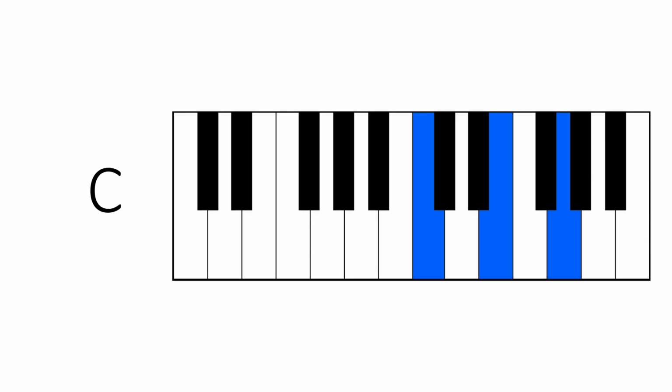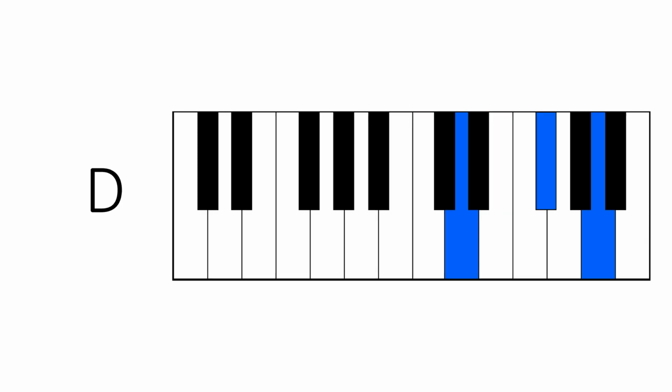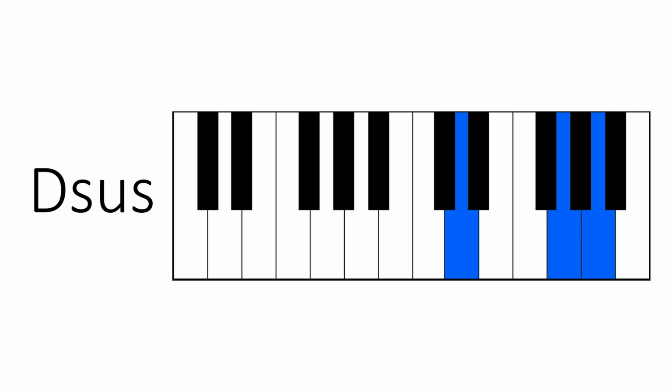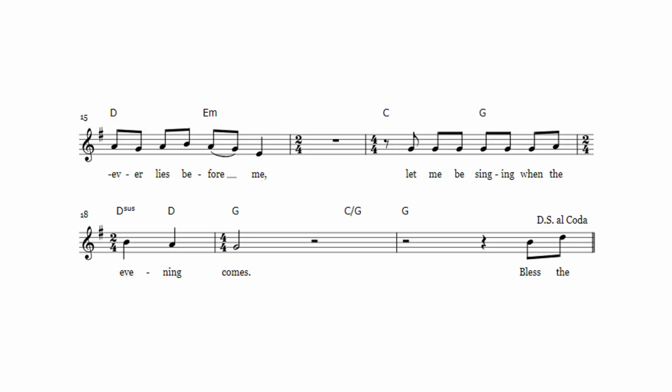So we're in the key of G, and we have our 1 chord, G, our 4 chord, C, and our 5 chord, D. We also have that D sus chord, so that D sus resolving to D to the G. So if I start in the end there, it's let me be singing when the evening comes.